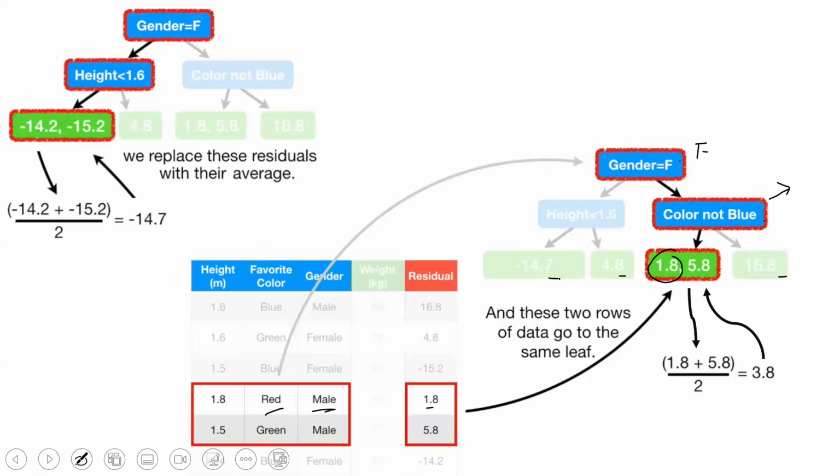Now, if you take the other case, male, it comes here. It's not blue, come here. So 5.8 also. These two residuals are falling here. Now, we need to represent each leaf with only one value. So you take the average of both values and get a value for this particular leaf. Similarly, you take the average of these two and you come up with a single value, and that becomes the value of that particular leaf.